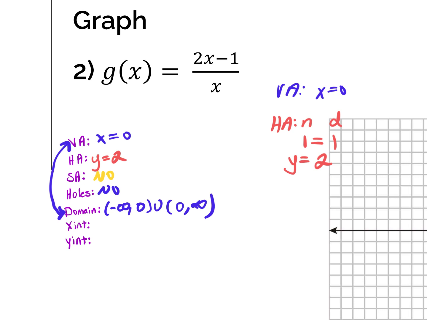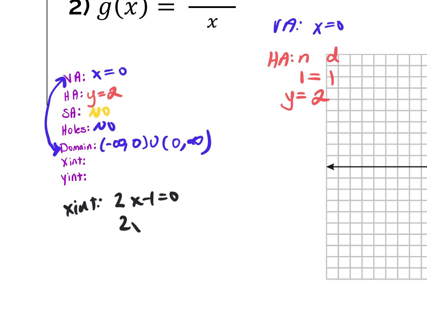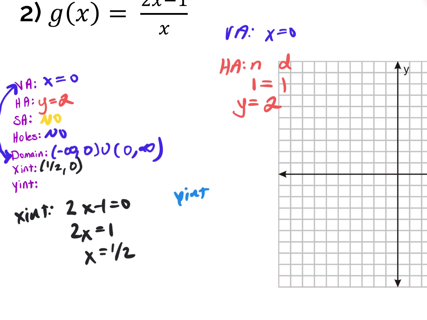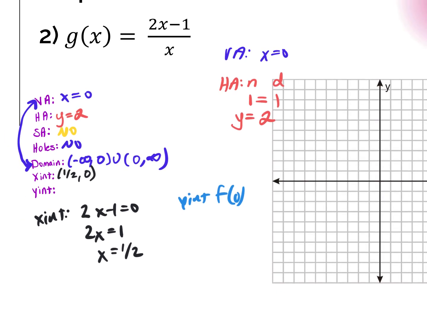Remind me again, how do I find an x-intercept? Numerator equal to 0. So 2x equals 1, x equals 1/2. How do we write intercepts, guys? Like ordered. Yep, ordered pair. So 1/2 comma what? 0. And then how do I find if I have a y-intercept? Plug in 0. So it's f of 0. So I take the whole thing and I say 2 times 0 minus 1 over 0. So negative 1 over 0. Huh?